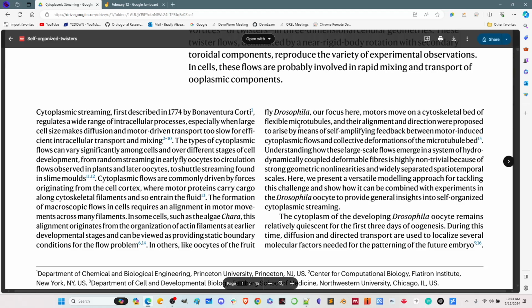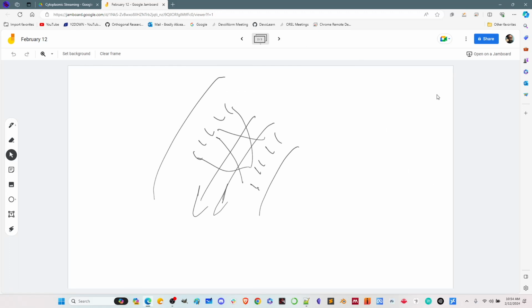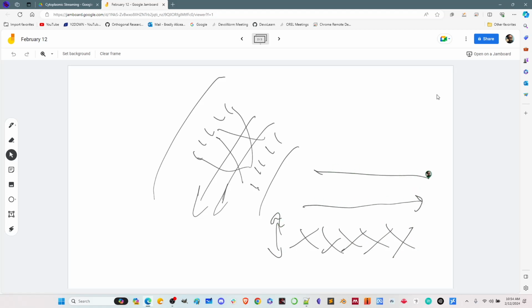motors move on a cytoskeletal bed of flexible microtubules, and their alignment and direction were proposed to arise by means of self-amplifying feedback between motor-induced cytoplasmic flows and collective deformations of the microtubule bed. So in this case, we have these flows that are liquid and moving at a certain rate, but then we also have these deformations of the microtubule bed. So this is my diagram of the filaments organizing themselves. The microtubule bed might be something like this, which can be deformed, so it can have some displacement, and then you have the flows themselves which move against it. And so all these things interact to provide a mechanism for movement and a mechanism for facilitating movement.